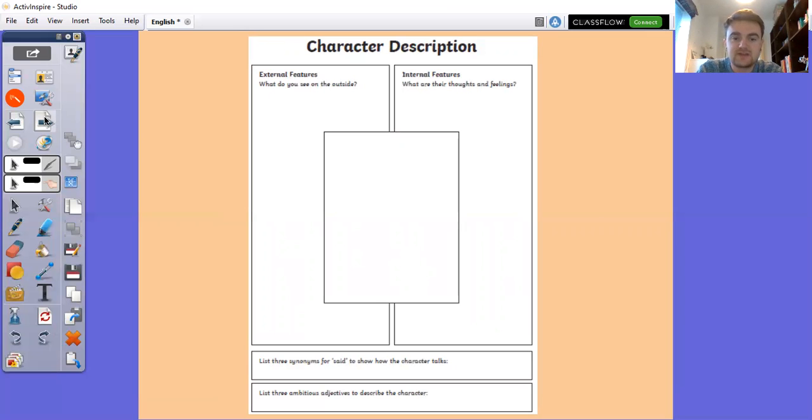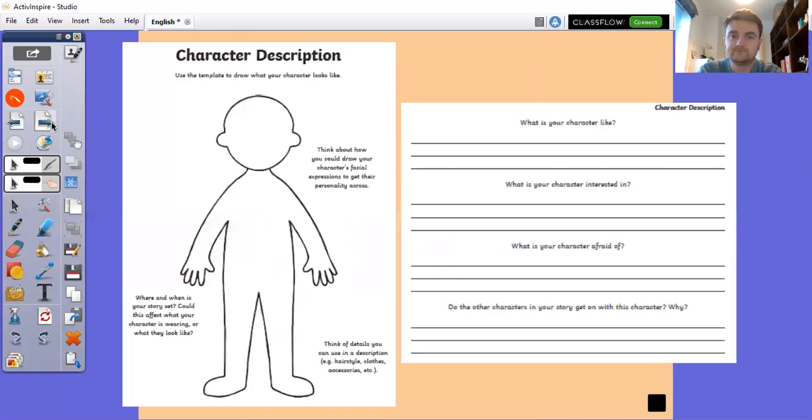And there's 3 ambitious adjectives to describe the character. That means not just boring adjectives like nice or kind or good. How can you describe that character with a word that will make the reader think, wow, that's an excellent word. That's not a word I see very often.